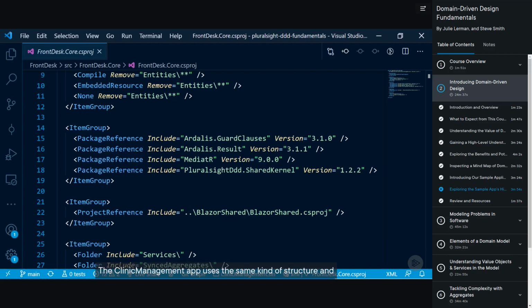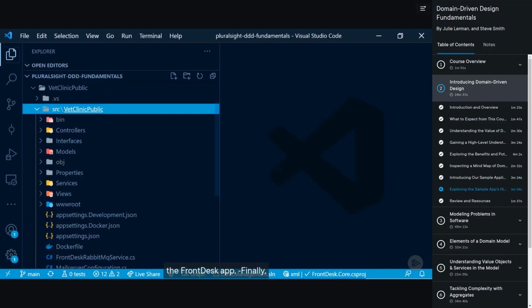The clinic management app uses the same kind of structure and also has a Blazor front end because why not? It's pretty much just CRUD, so we don't focus too much on its domain model, but it is a distinct app with its own database, and we do need to build into our design a way to propagate changes from it to the front desk app.